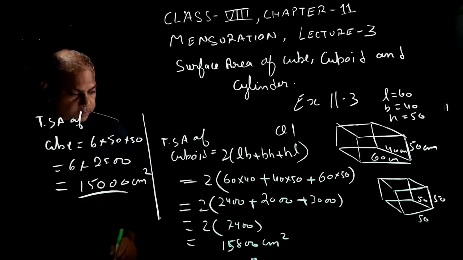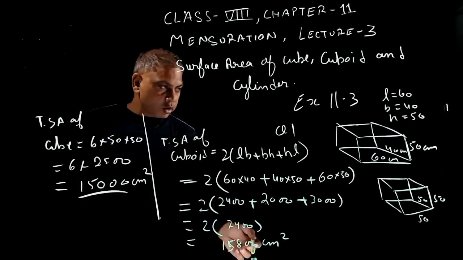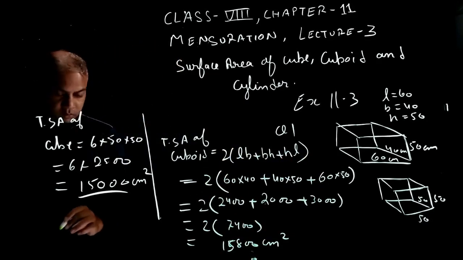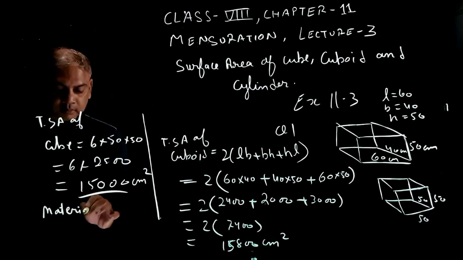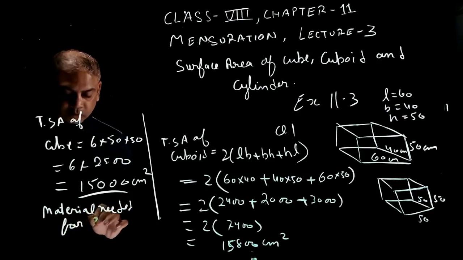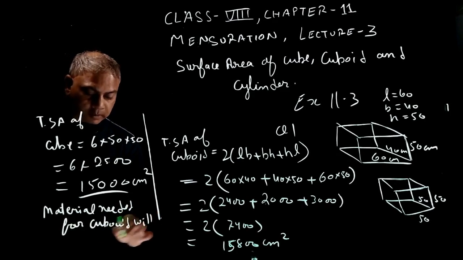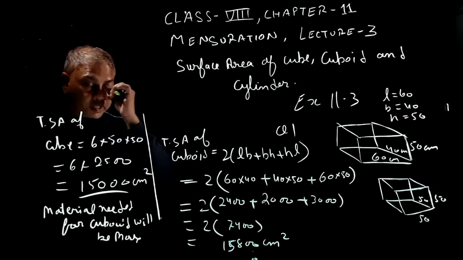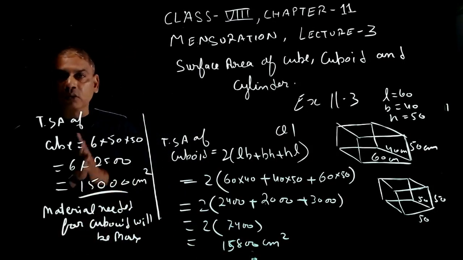So which is more, 158 or 150? So this is more. So the total material required to make the cuboid will be more. Material, what is your answer, beta? Material needed for cuboid will be more, because total surface area of the cuboid is greater than total surface area of the cube, right? This is your question number 1.